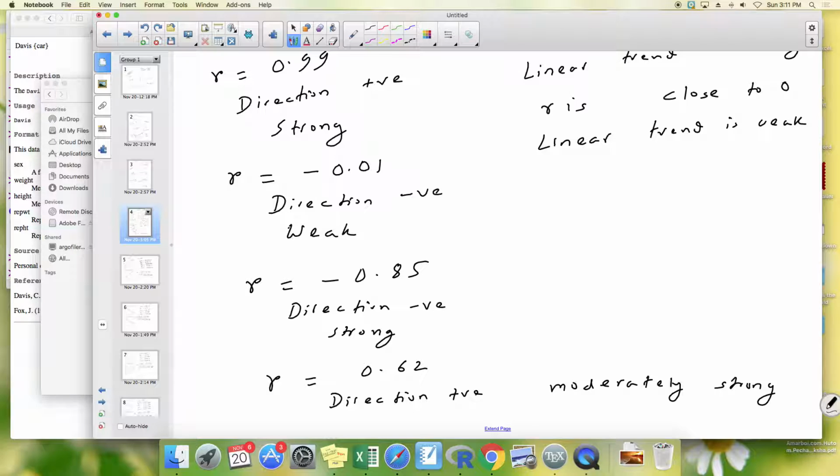So I mean it's going towards 0. So for example, between this guy and this guy, who is more strong? Look, in minus 0.85, the direction is negative. For 0.62, the direction is positive, but the direction does not determine the strength. So which one is more strong?